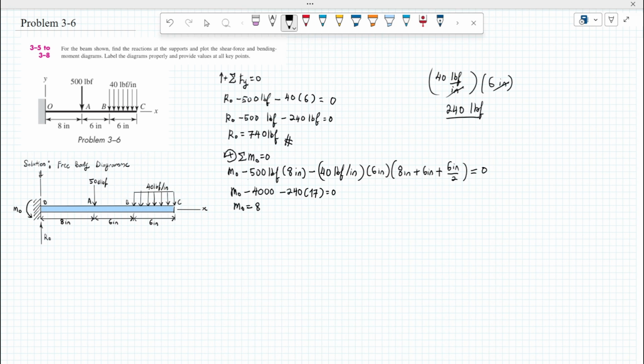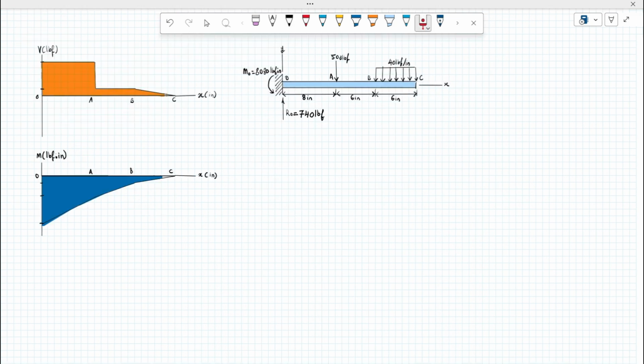In the end, we get moment at point O is 8,080 pound of force inch. So once we calculated for the reaction forces RO and MO, we can draw the shear force and bending moment diagram. So first, we're gonna draw for shear force diagram.